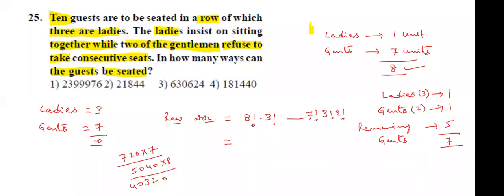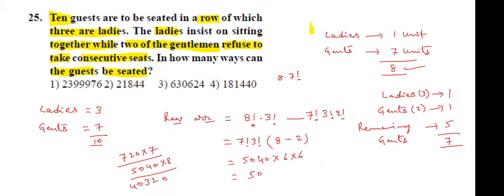What is the another method means? In both the places, see 7 factorial common and 3 factorial also common. Remaining, what are the numbers? 8 factorial, we can write 8 into 7 factorial. 7 factorial common means remaining 8 is there, minus 2 factorial means 2. So this is 7 factorial value 5040, 3 factorial 6, 8 minus 2, 6.